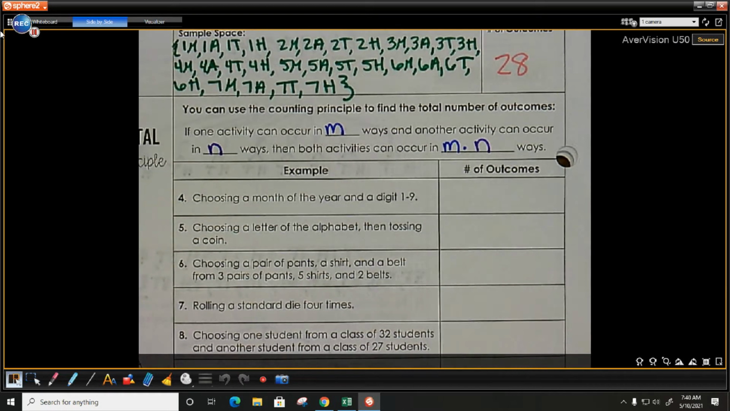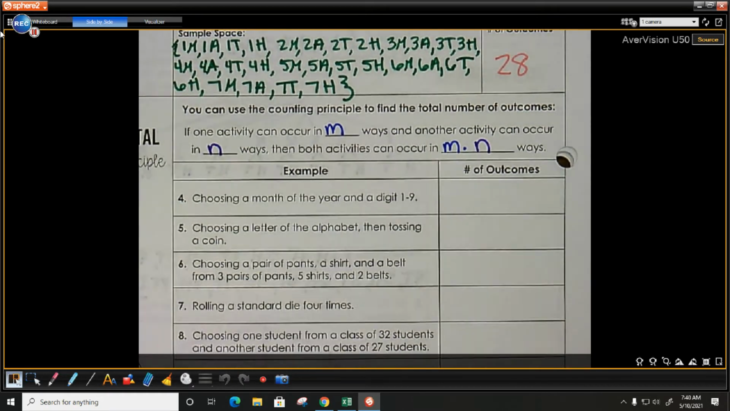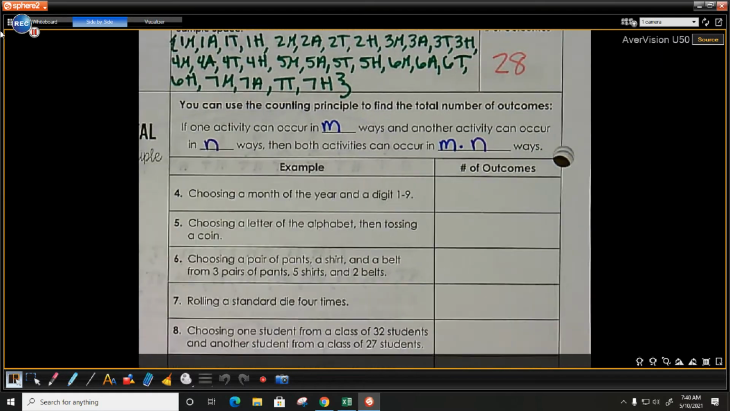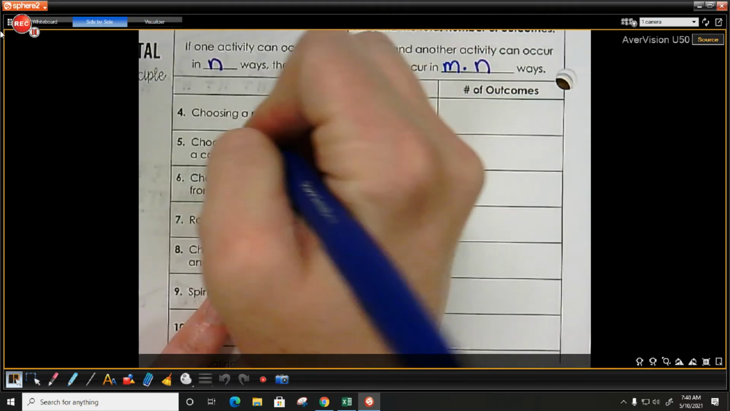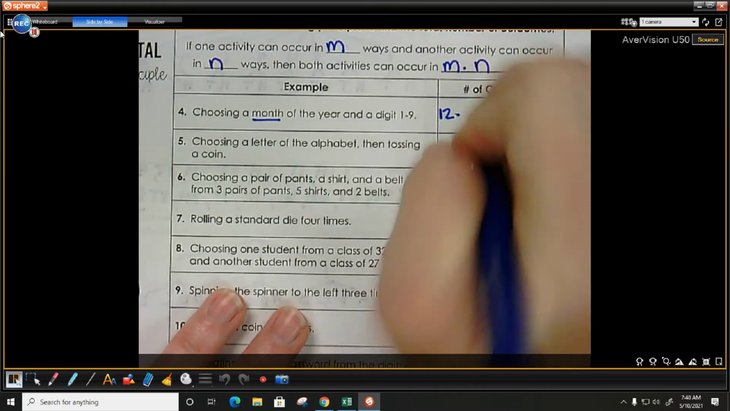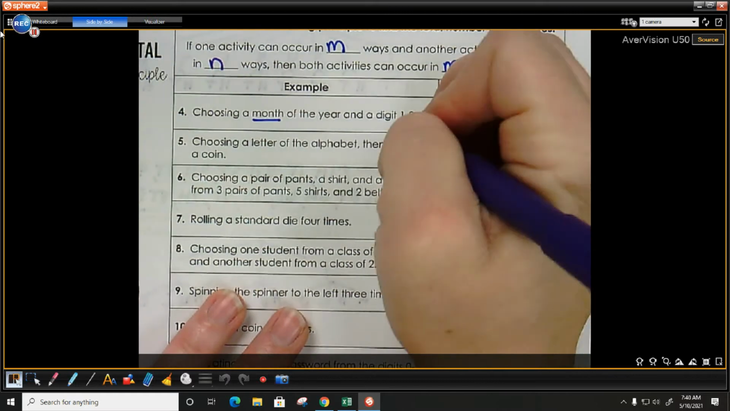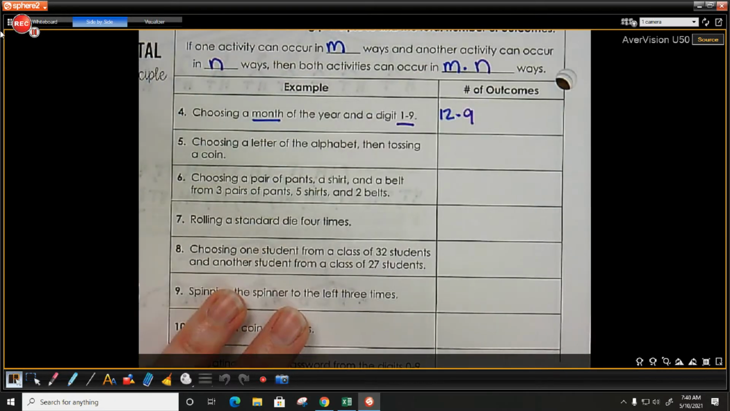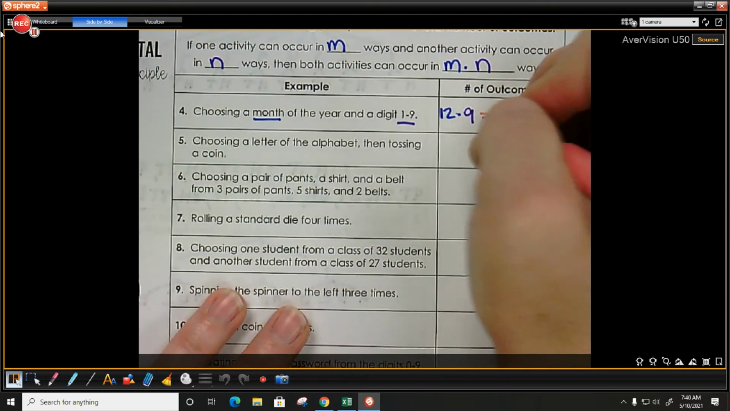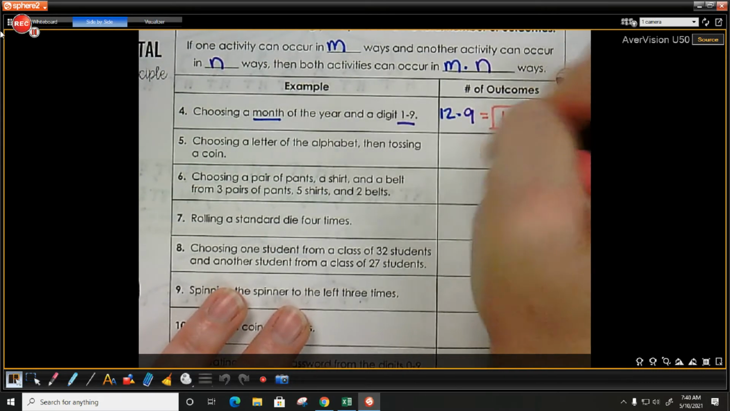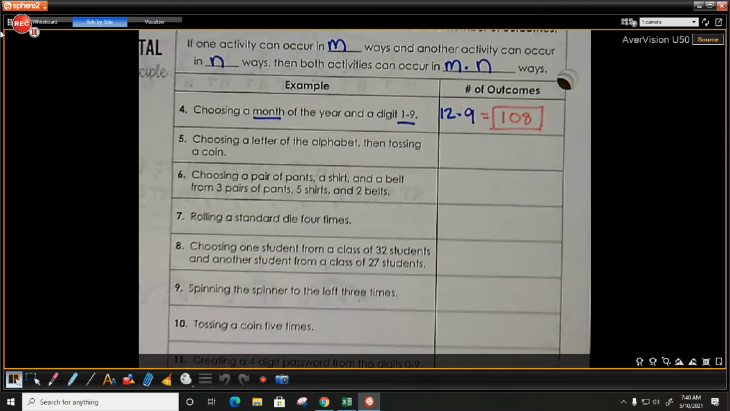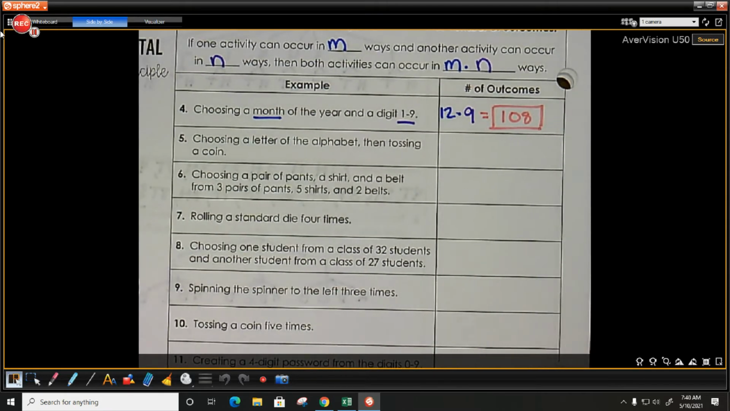So let's do these instead of doing the tree diagram. Choosing a month of the year. How many months are there in a year? 12. So that's 12 times a digit 1 to 9, which is 9. 12 times 9 is... Do you see why you would want to use the fundamental counting principle instead of doing a tree diagram for this? I don't want to do 108 different possibilities.